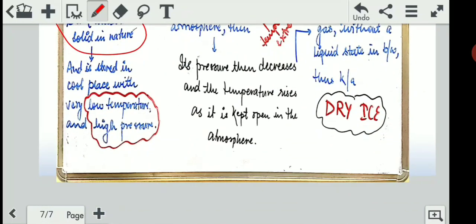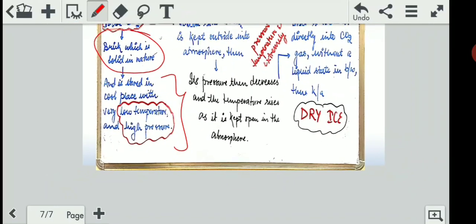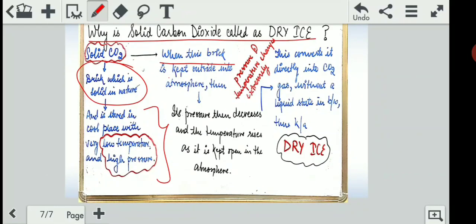And it is always stored in a cool place. Why is it stored in a cool place? So that it remains solid only. Jab aap usko cool place pe rakhoge, uska temperature kam rahega, to uske particles ki energy kuch bhi nahi bachegi. Right? And then you have applied high pressure onto it also, jisse uske particles kabhi bahar move kar hi nahi sakenge. Right?